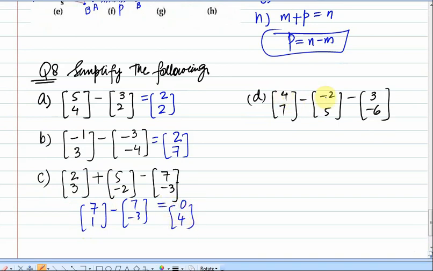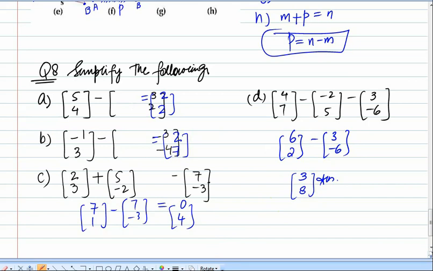Last question. 4 plus 2, 6. 7 minus 5, 2. 6 minus 3, 3, and 2 plus 6, 8. I hope that all of you are getting the same answers. Very simple questions. Only you need to add the corresponding row.